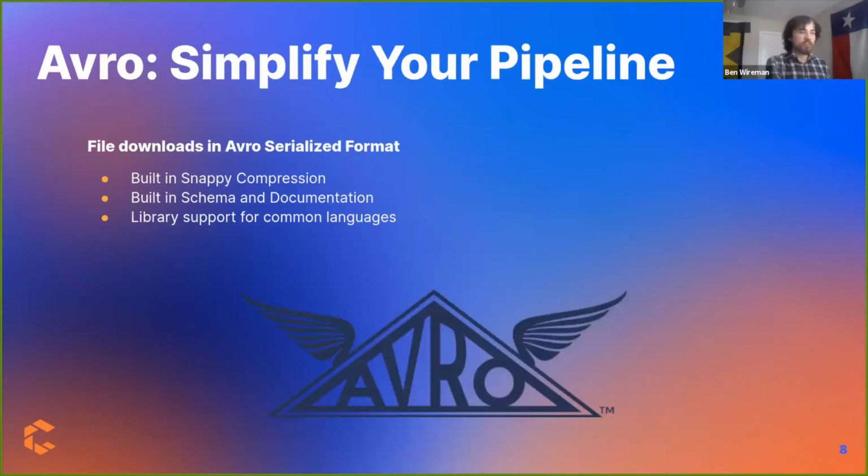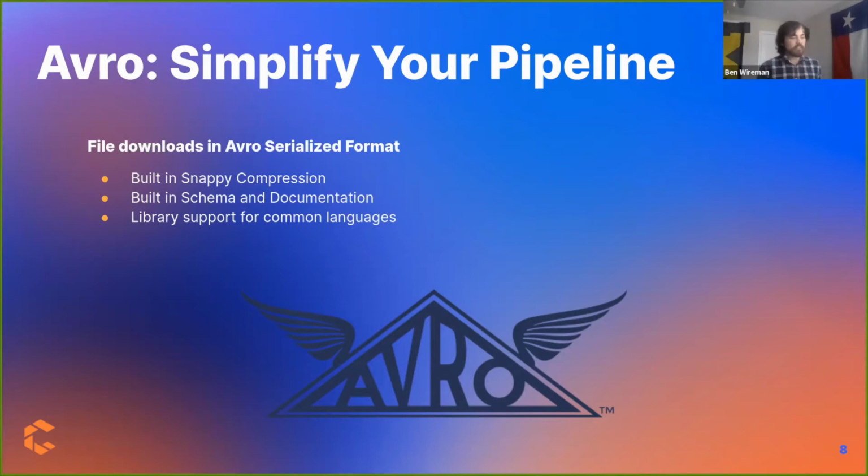Another exciting thing about the dataset is that instead of JSON, which is how our enterprise customers download our datasets currently, we're storing them in Avro serialized format. This means that it has built-in snappy compression as well as built-in schema and documentation, so that if our customers need to know what is represented by a field, the documentation is right there in the file. It also has library support for common languages like C#, C++, Java, Python, and JavaScript. Although I really hope you're not downloading our data with JavaScript, just please, why.